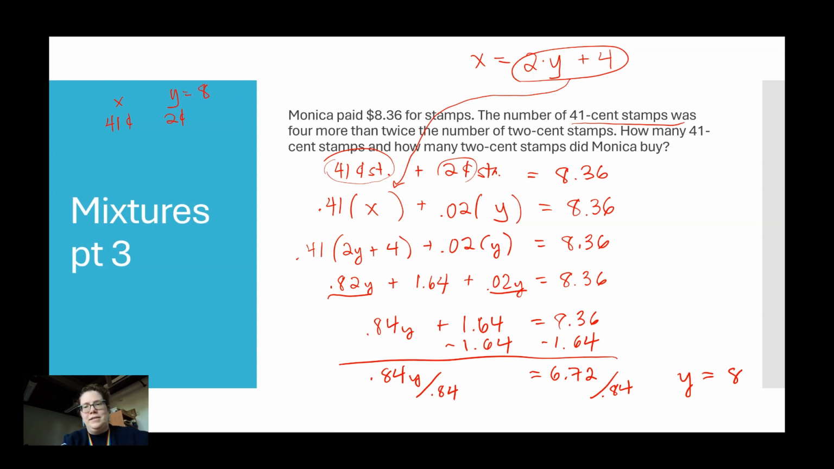How many 41-cent stamps did we buy? We can use this lovely equation we wrote to figure it out. 2 times 8 plus 4. We bought 20 41-cent stamps. And if I want to double check that that actually works, I can plug those numbers back into my very first equation and make sure that they make $8.36.